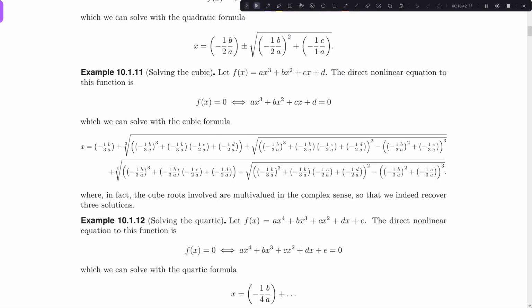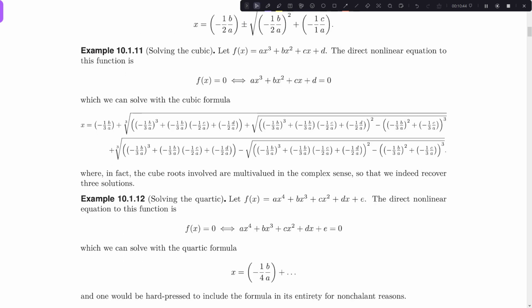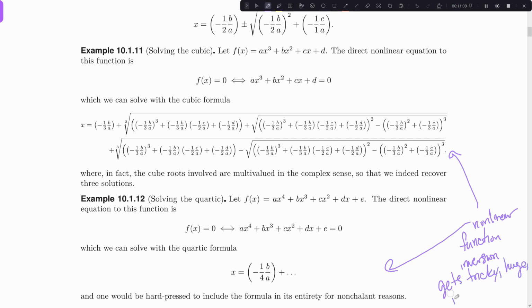But anyway, this is what I'm trying to stress, that inversion, right? So what's happening here? This is this, and then this one, which is too big to even fit on the screen. Function inversion, nonlinear function inversion, gets tricky, huge, and often impossible very quickly.